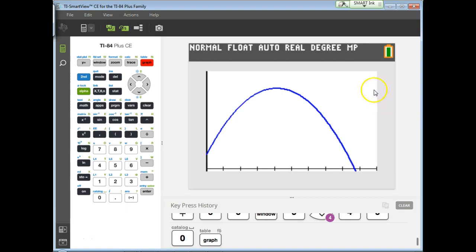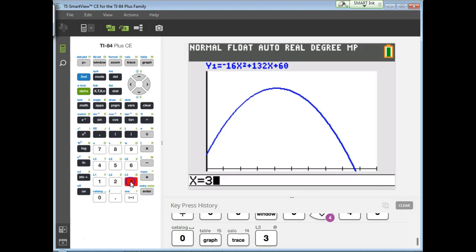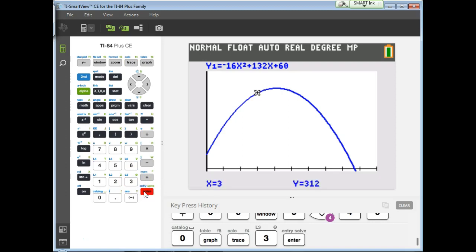If you just hit trace, it's going to pull up the cursor on your function. And then if you want x equals 3, you just type 3 and then hit enter. And then kablam! It shows you what happens at x equals 3. So what is the height of the rocket? With a label, please. 312 feet. Very good.